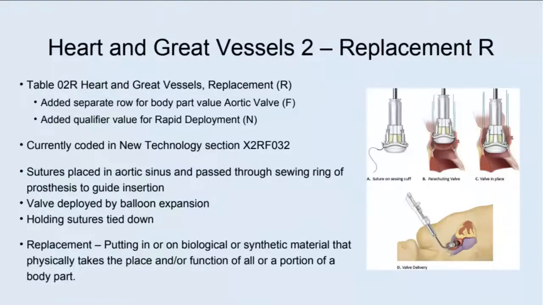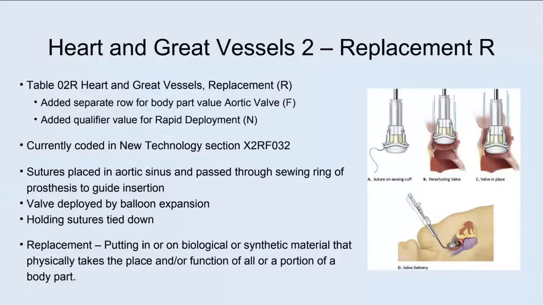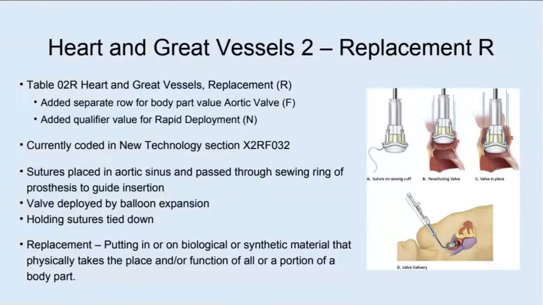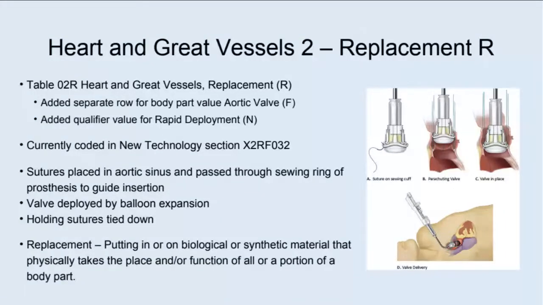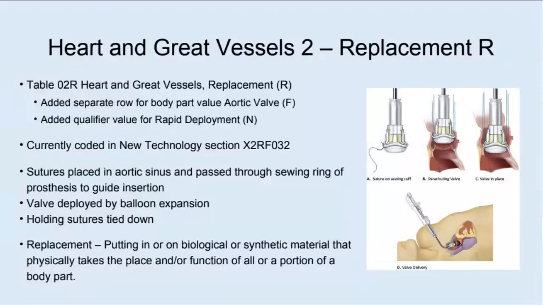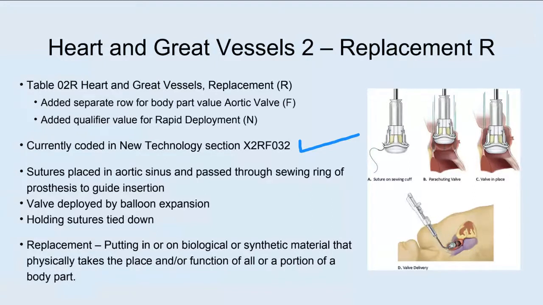Okay, a qualifier value was added to the heart and great vessel system with root operation replacement. The qualifier value is rapid deployment used for replacement of an aortic valve. This is a way to do this less invasive, quicker, meaning less time on cardiopulmonary bypass. So it's much better. So you can kind of see from the picture, put a suture in and they use the sutures to kind of guide the device into place. So it's a little closer, little easier. The interesting thing about this is that now this is coded in the new technology section. So it was moved from new technology section to the heart and great vessel section with replacement. Okay, so this is a big change, and it's in heart and great vessels instead of new technology.